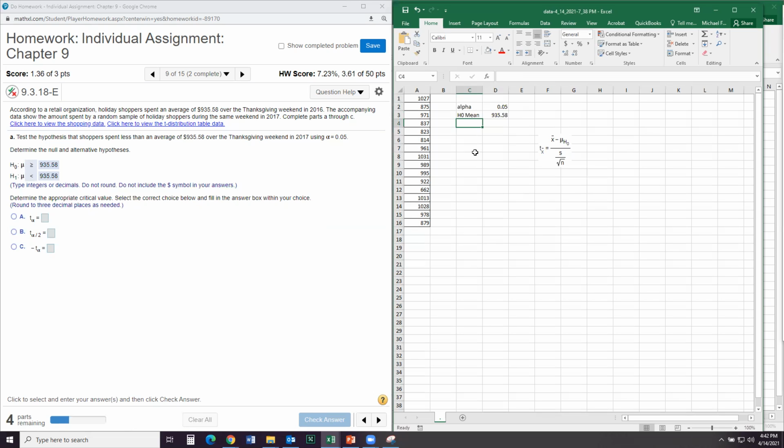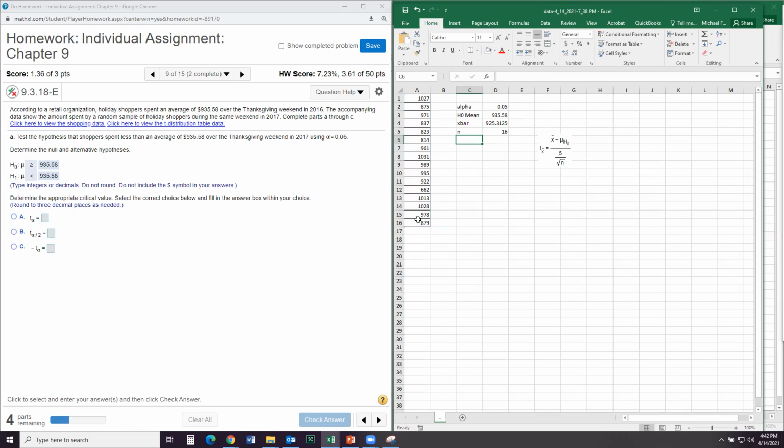I also can find my sample mean, which is x bar. I can do that just by doing equals average and then highlighting the whole data set. And then I also know my little n, which is the number of data points. Here I can just look at it and see there's 16. If it was a really big group, I could also always do equals count and then highlight my data set. So I think that's all the info I have.